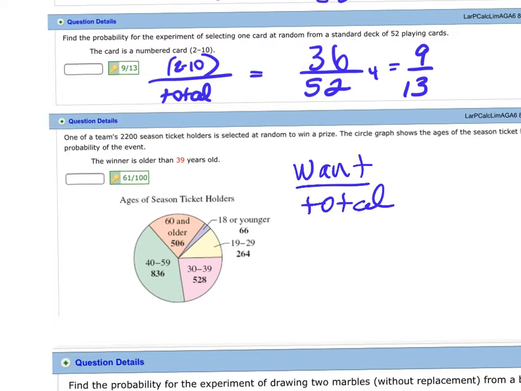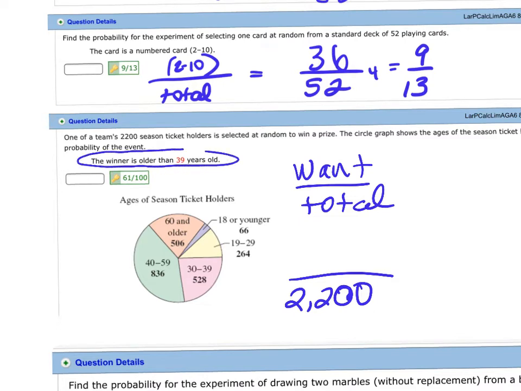Now, last period, I asked this question. It took them like 2 or 3 minutes to answer, and it was because they didn't read. I said, well, how many total people are in this graph? Guys, if you read the question, it says one of a team's how many season ticket holders? 2,200. If you didn't read that question, what could you do with all of the numbers on the graph? Add them. You could add them. But what do we want? We want the winner that's older than 39 years.